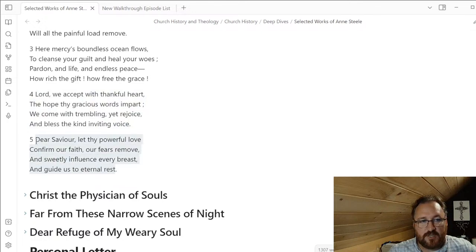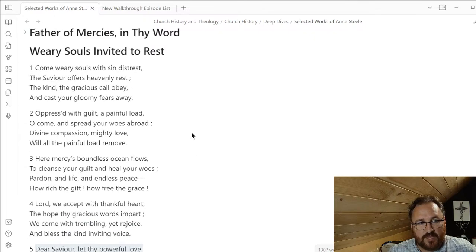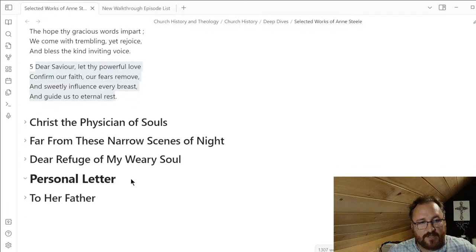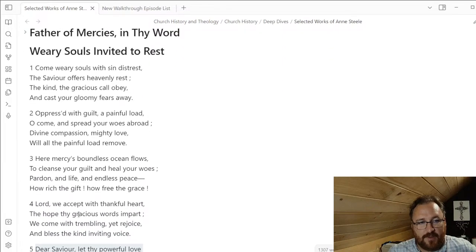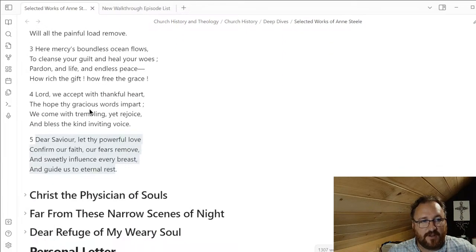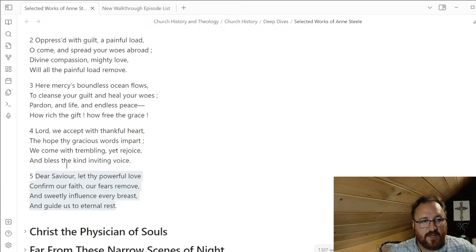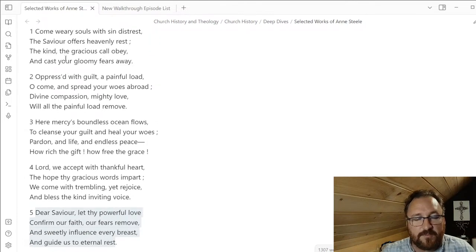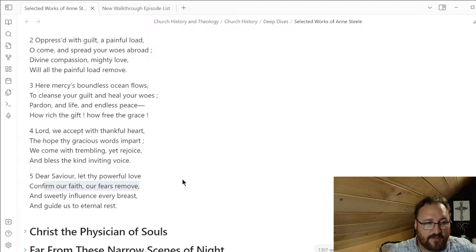In all of the things that she puts forward in a song like this, we have the beginning of weariness and then the ending at rest. The parallels that go back and forth and the interplay of concepts of God as the Savior, heavenly rest, coming out of this powerful love, and all of it being a work that God has orchestrated and pieced together, express the idea of how the gospel affects people, how in our faith, our fears vanish. What does she say there? Let thy powerful love confirm our faith and our fears remove.